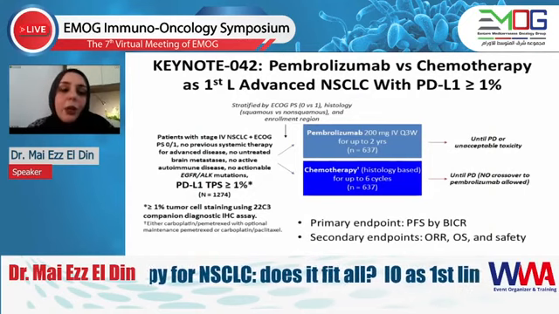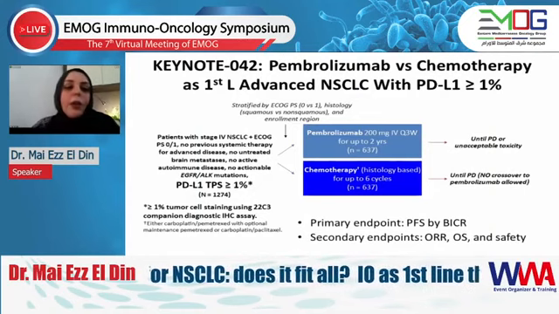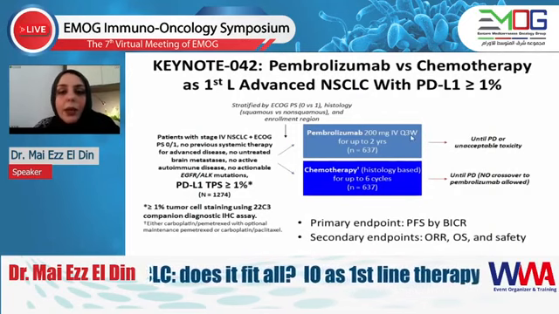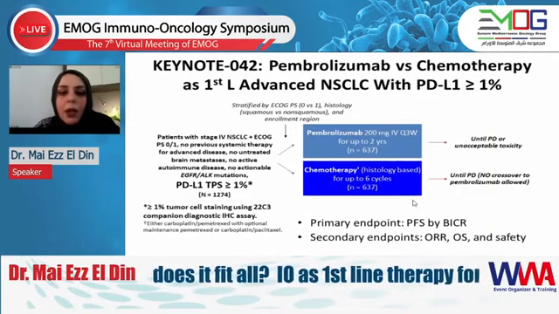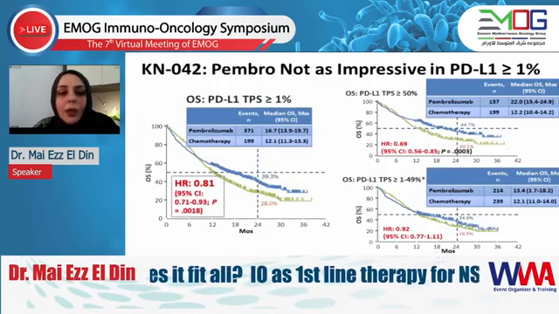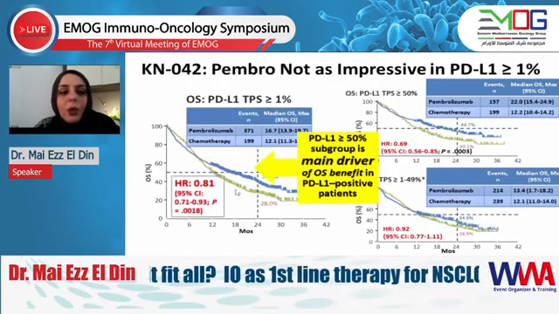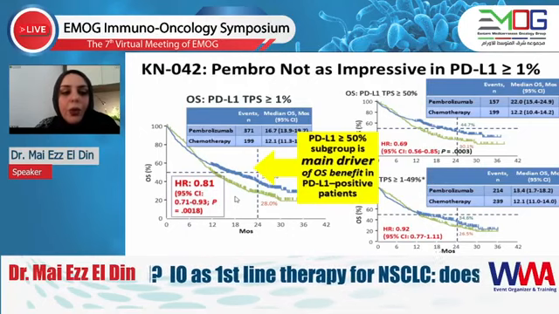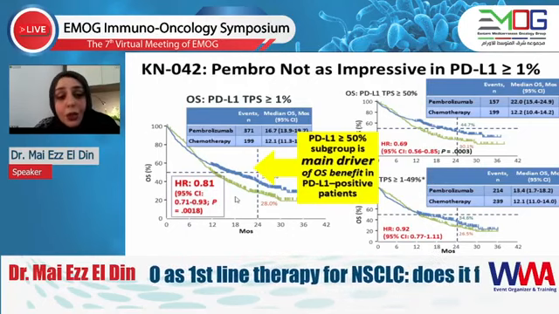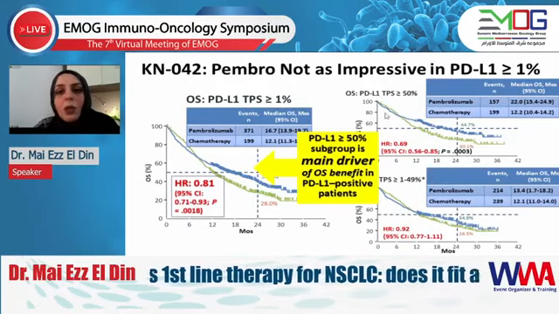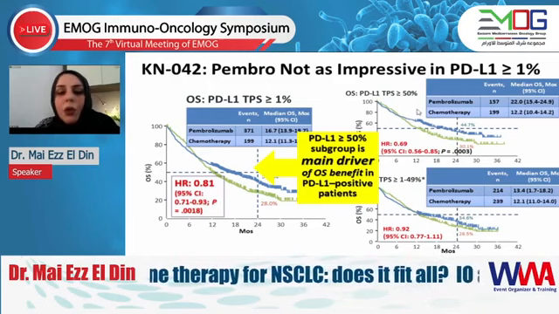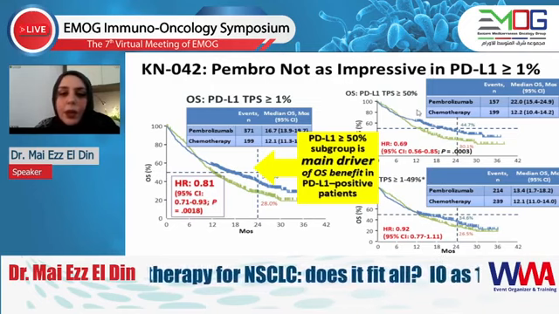Now let's shift to KEYNOTE-042. And here, the PD-L1 level was set at 1%. Again, pembro versus chemo. And yes, it was positive. The hazard ratio was 0.81, not as impressive as KEYNOTE-024, which was 0.62, but it was mostly pushed by the patients having a more than 50% score.